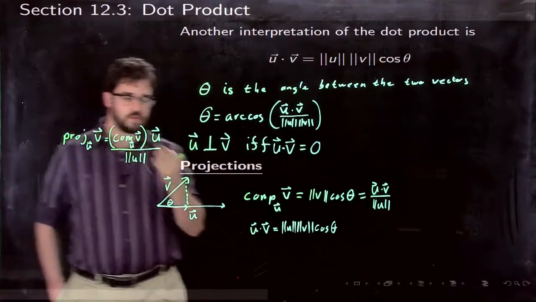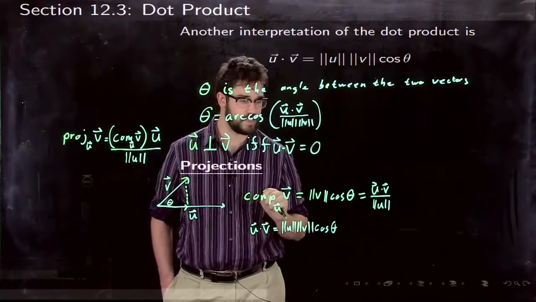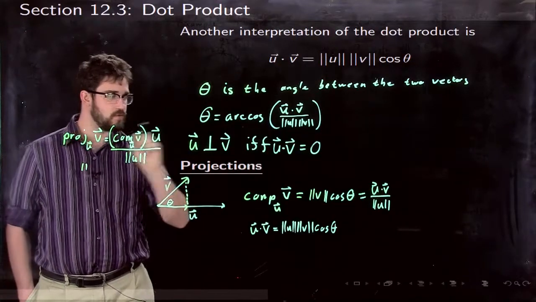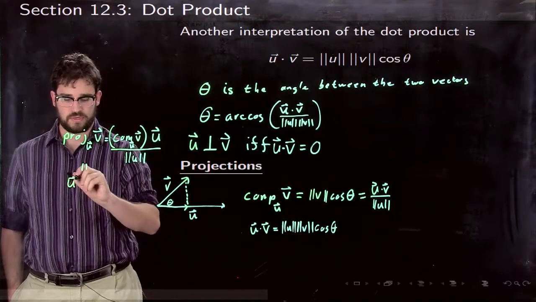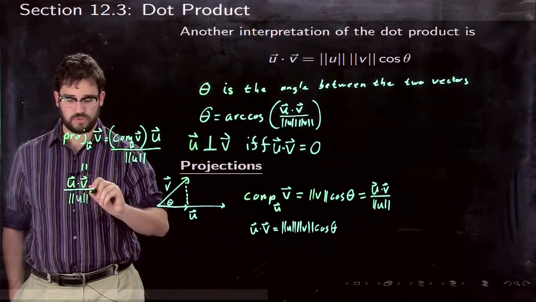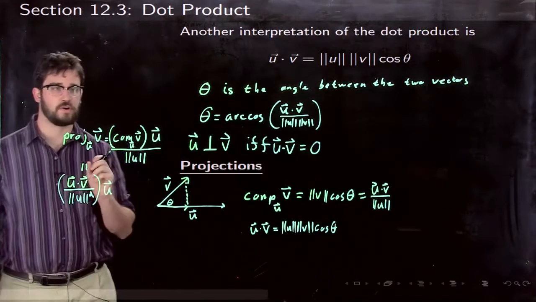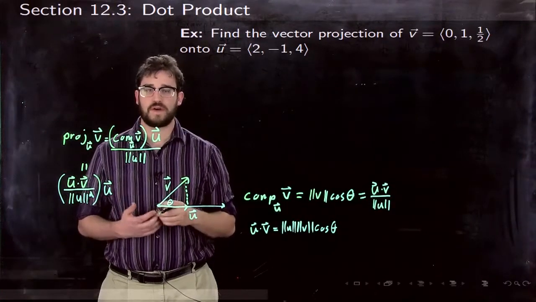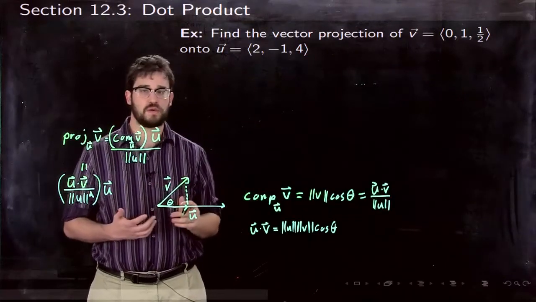Now we already know the component of v onto u is equal to this right here. So we could also say that the projection of v onto u, by replacing our formulas, is going to be equal to u dot v over the magnitude of u squared, all of this times the vector of u. Now, knowing all this, what if we were given the example? Find the vector projection of v onto u, given this being v and u.